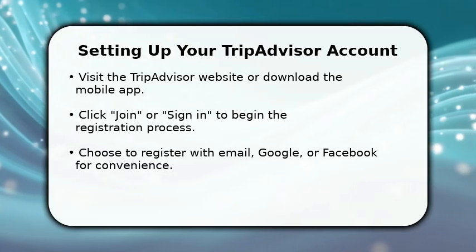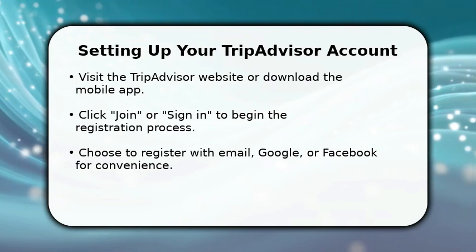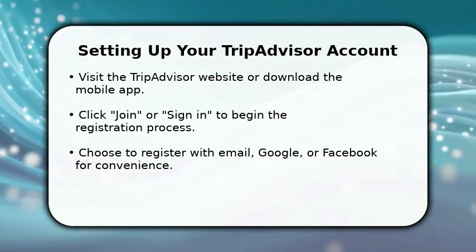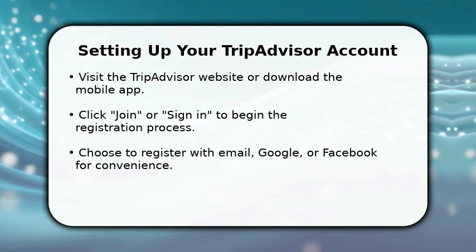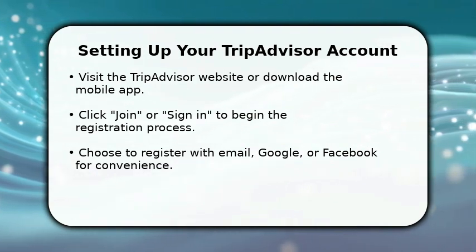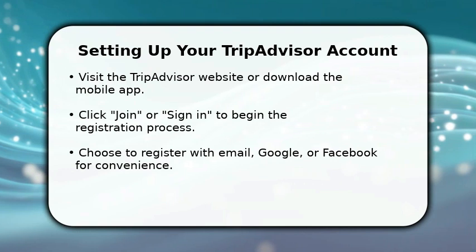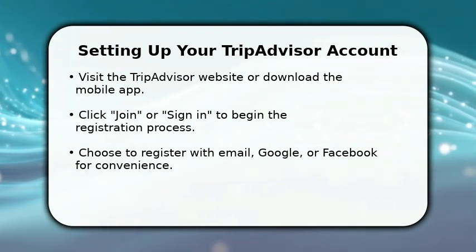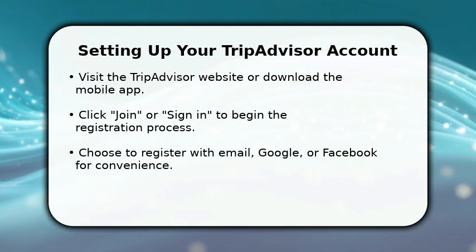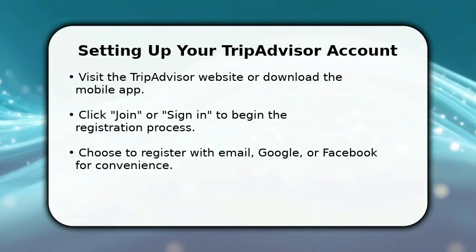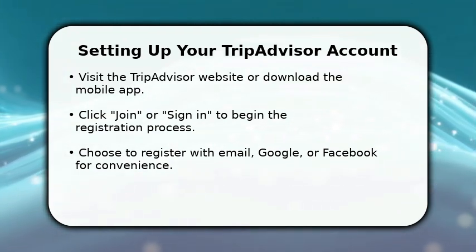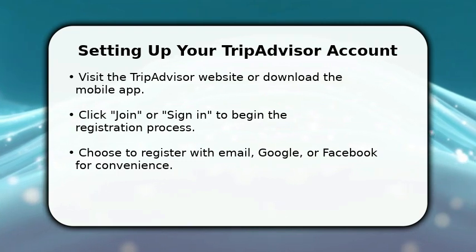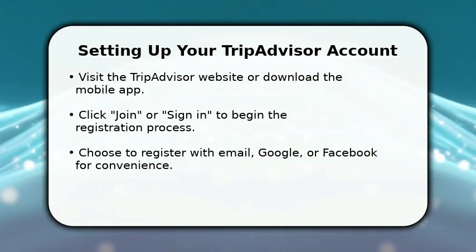In this video, I will explain how to set up your TripAdvisor account. Getting started is quite simple. First, navigate to the TripAdvisor website or download their mobile application. Once there, look for the Join or Sign In button, usually located at the top right of the page. You will then have the option to register using your email address or quickly connect through your Google or Facebook account. This initial step takes less than 1 minute.